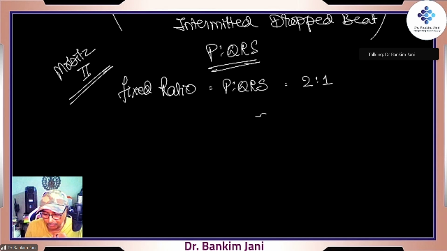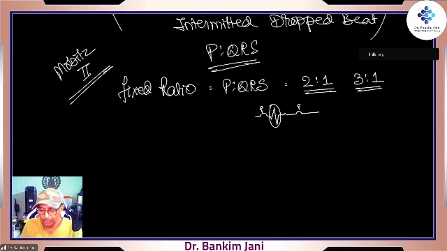So here 1 P wave, 2 P waves. So we have got 2 P waves and there is 1 QRS complex. And the whole cycle will keep on getting repeated. This is what is called the 2:1. Or it could be 3:1. Right? 3:1. So 1 P wave and QRS dropped, and multiple drops. Right? And it goes.